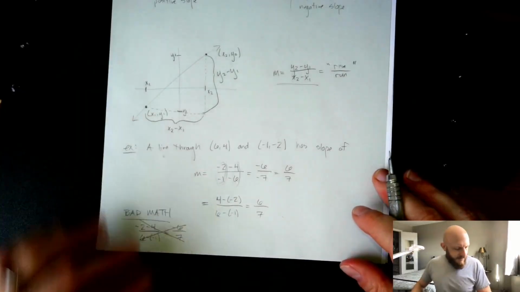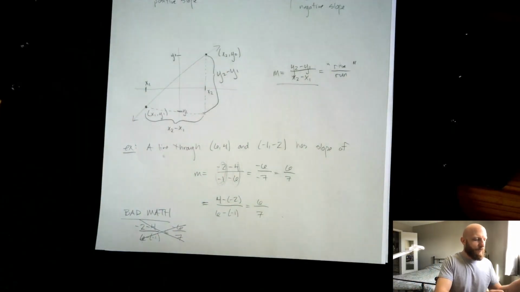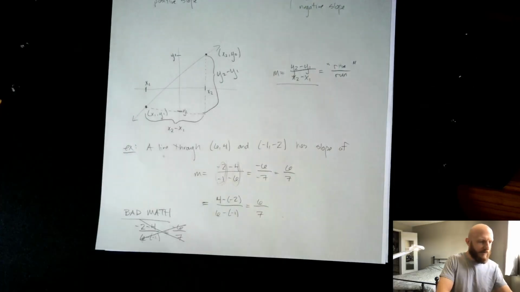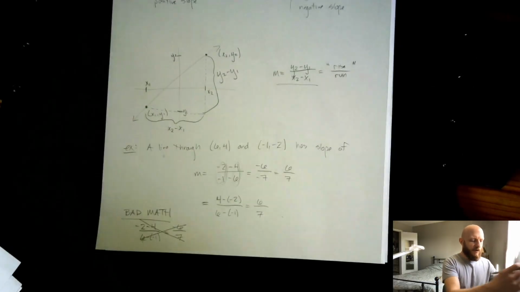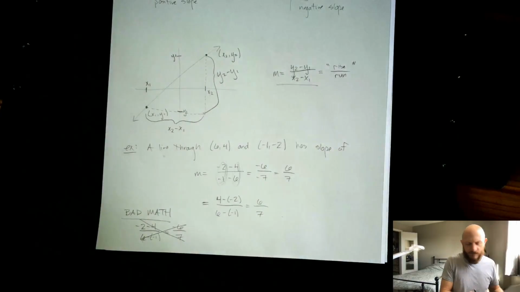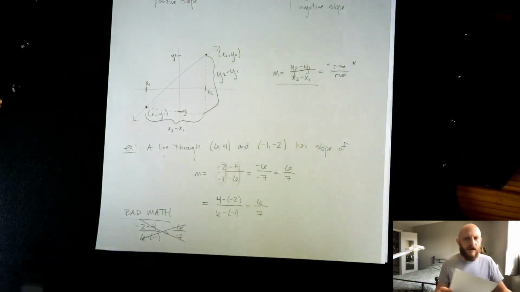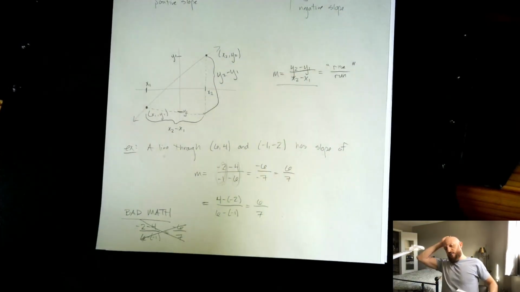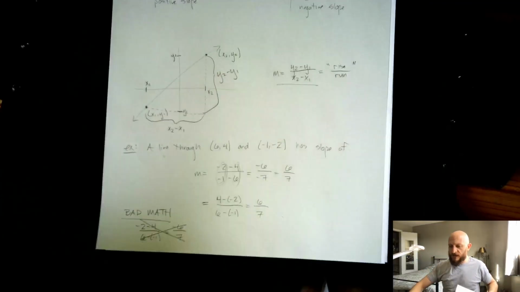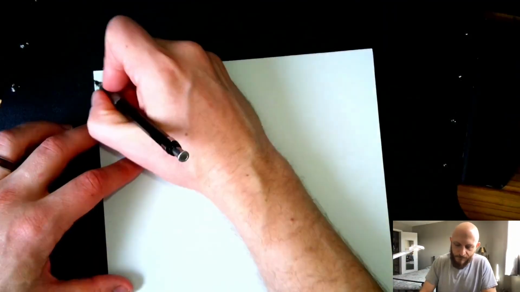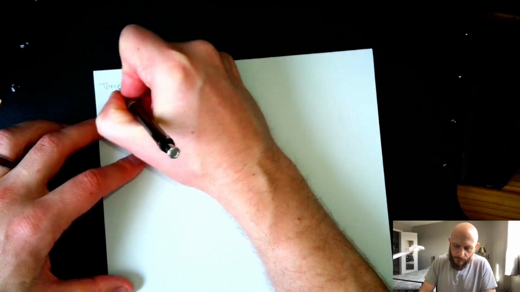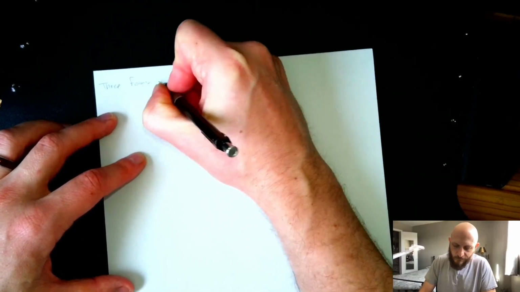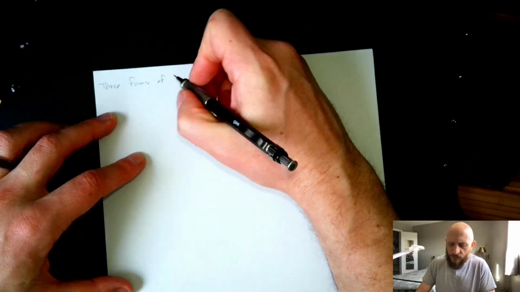So there is that. A couple of other things that we'll talk about now: we just figured out how to find slope. Now let's talk about what the equations of a linear equation look like. So there are 3 forms of linear equations.